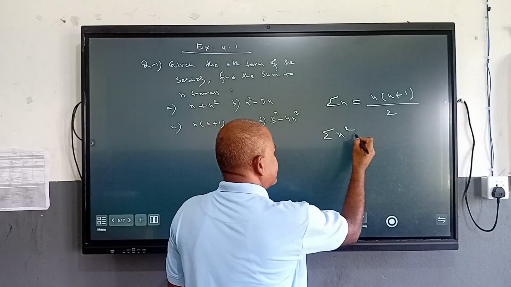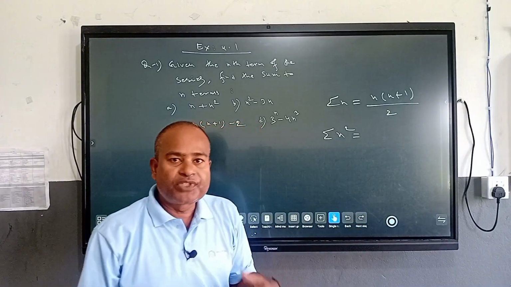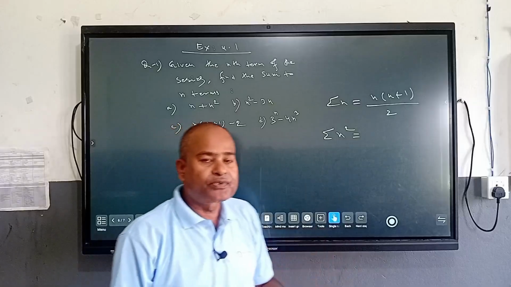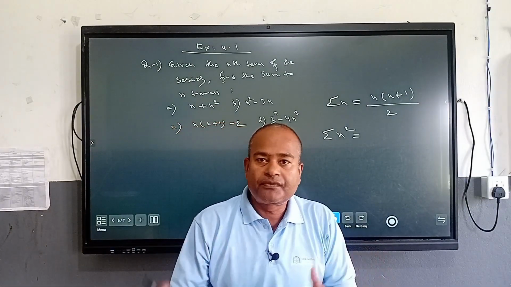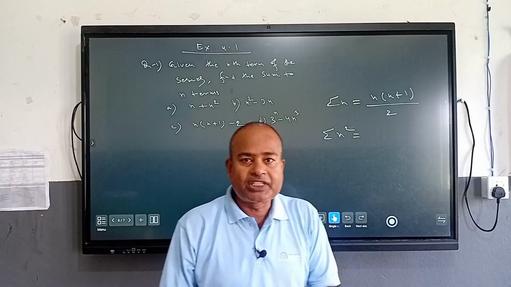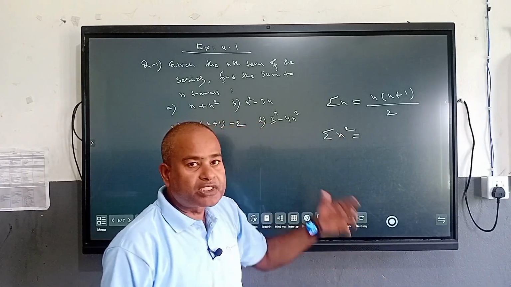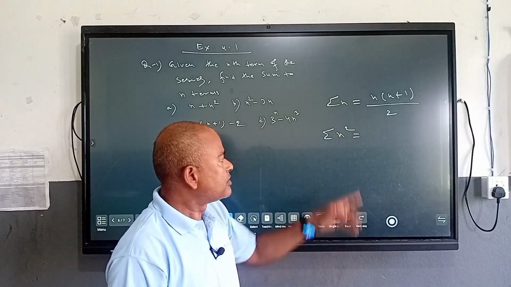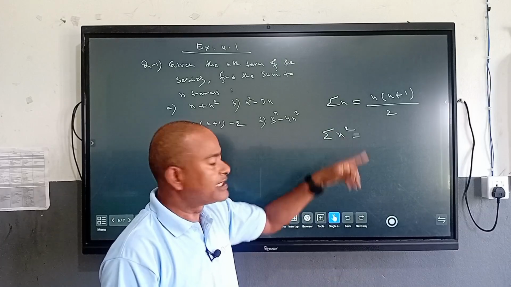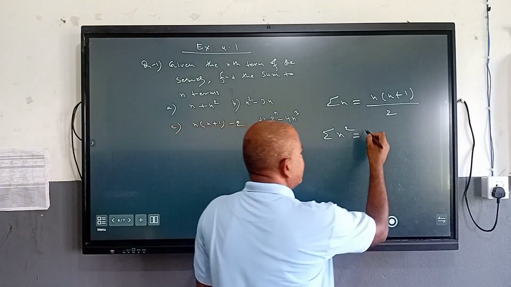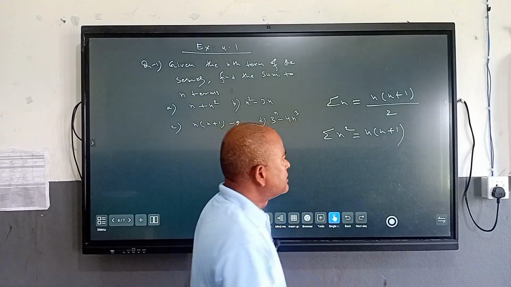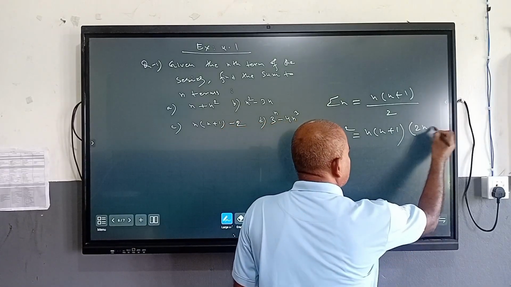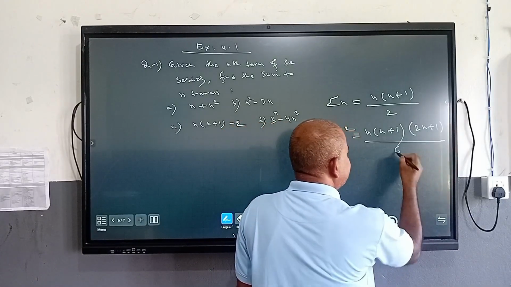Similarly, the second formula which we need to recall is summation n square. Dear students, summation n square means the sum of the squares of first n natural numbers. The sum of the squares of first n natural numbers is represented by summation n square, and it is given by the formula n times n plus 1 times 2n plus 1 over 6.